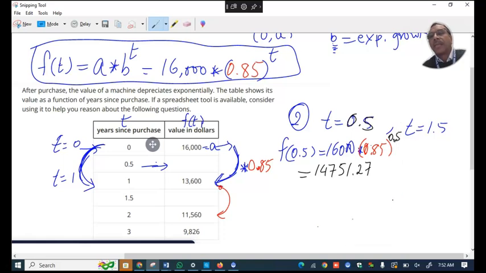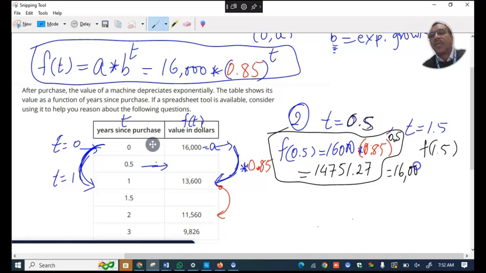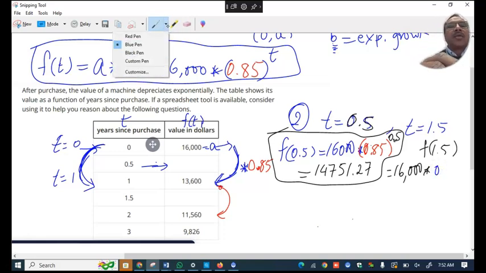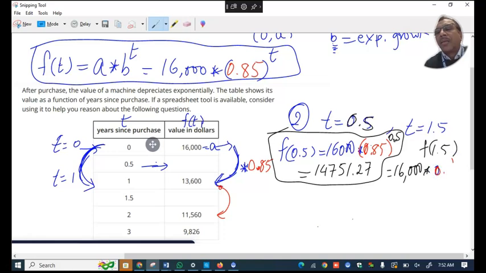And the second time, this is for the first part, right? Then the second time you plug in f of 1.5 equals 16,000, which is the cost of the machine in the beginning. Then the decay factor, I'll use the red color to show that, 0.85 raised to the power. This time you're plugging in the black 1.5, right? I don't have enough room here, but I'll write 1.5.